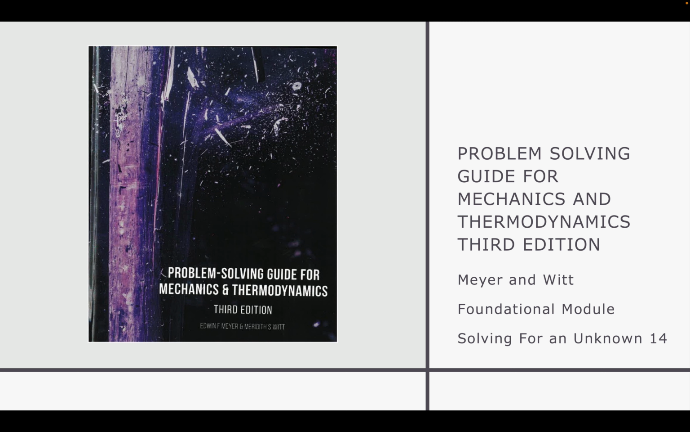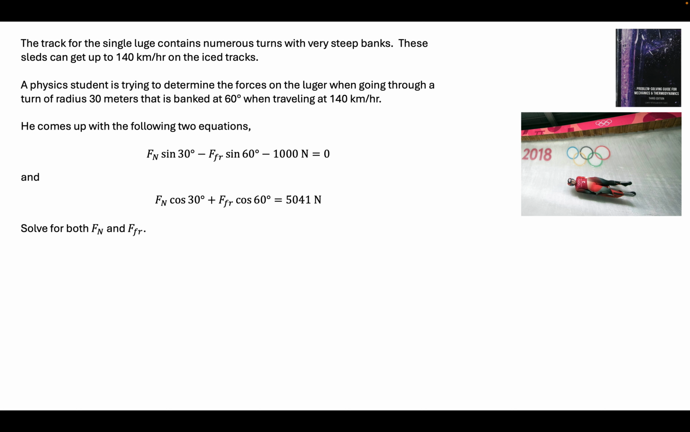This is a video walkthrough of solving for an unknown number 14. We have an Olympic event here, single luge. These lugers are going down on a small sled and they go really fast around sharp turns. We want to get the normal force and the frictional force on the luge.